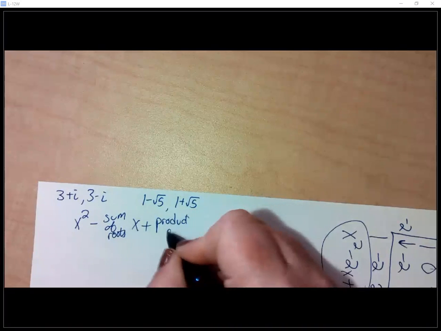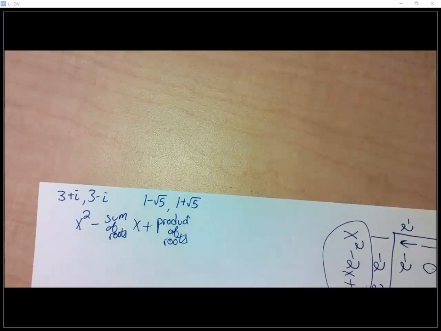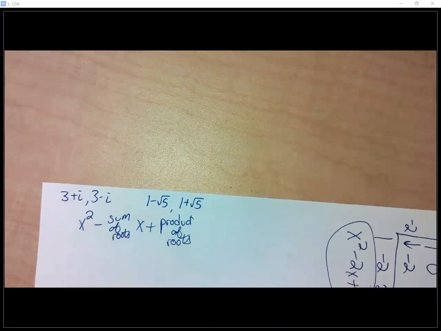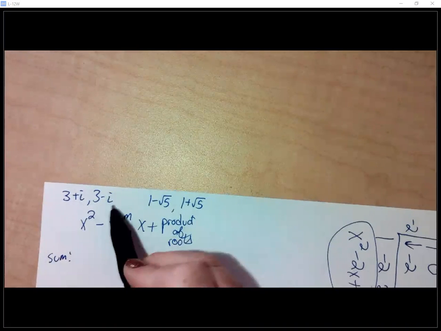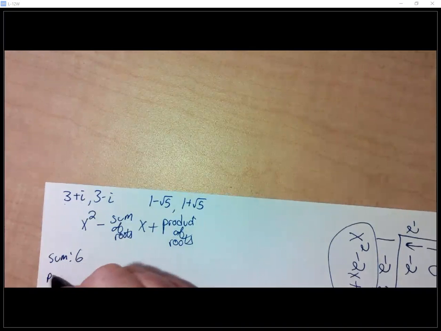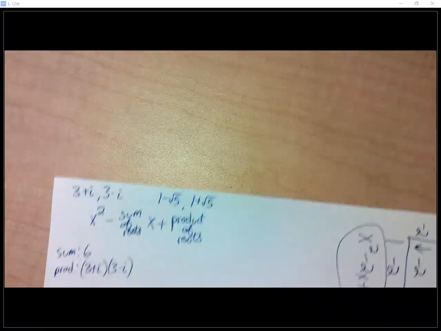This is our fast way to figure out the quadratic that has these two as its roots. If I just find their sum and product and pop them into this, I have that answer already. So the sum of these two things is just 6, because the i's cancel. The product, I have to spend a minute to FOIL that out, but that's no big deal, especially because the i's are going to cancel out.